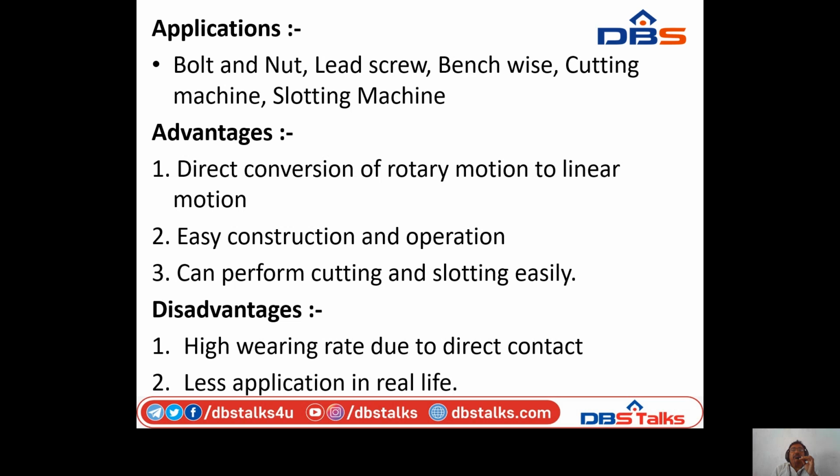Advantages: direct conversion of rotary motion to linear motion. Easy construction and operation, can perform cutting and slotting easily. Disadvantage: high wearing rate due to direct contact. Less application in real life.